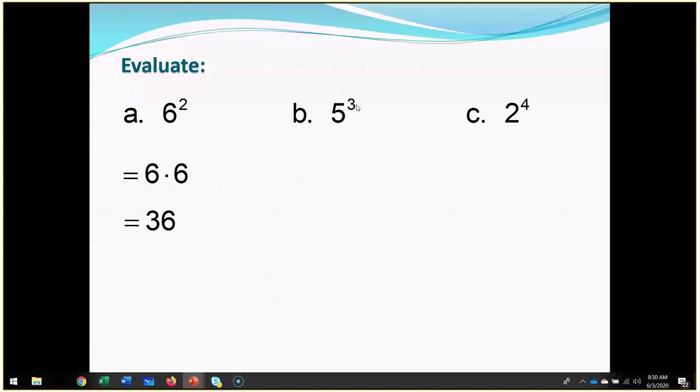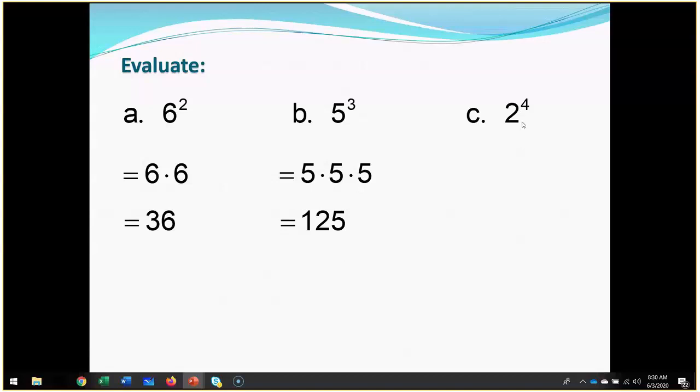That means 5 times 5 times 5, 3 of them. Not 5 times 3, 3 5s multiplied together. So 5 times 5 is 25. 25 times 5 is 125. So here's my final answer for that one.